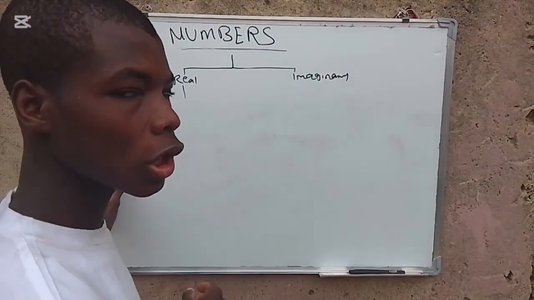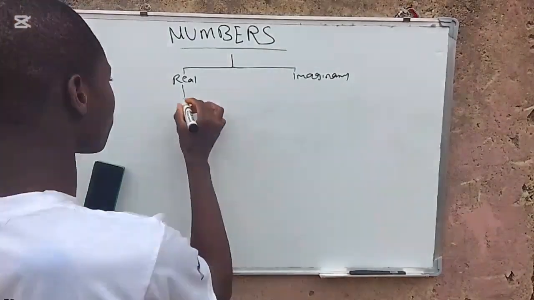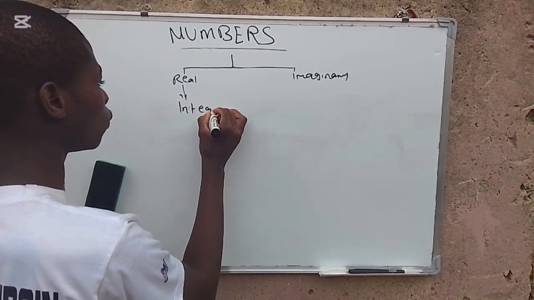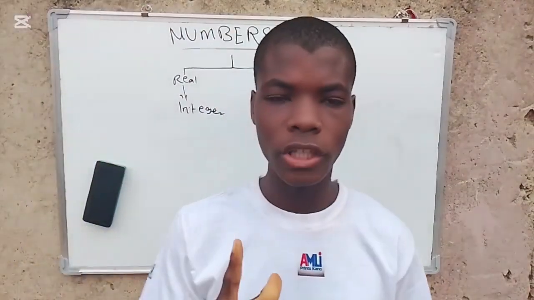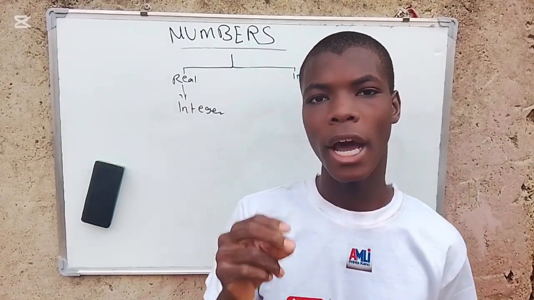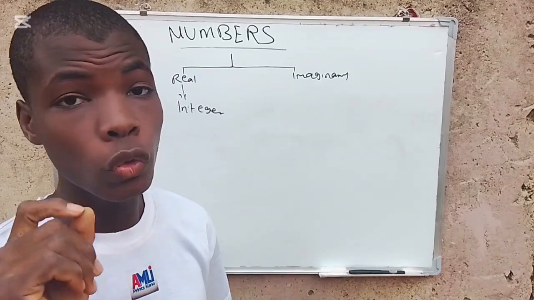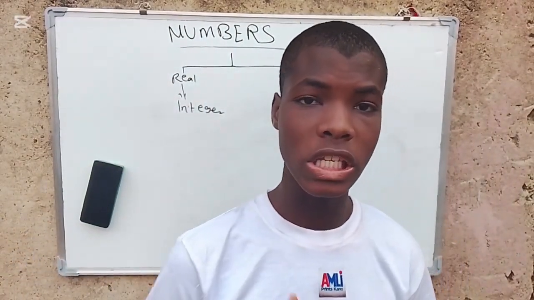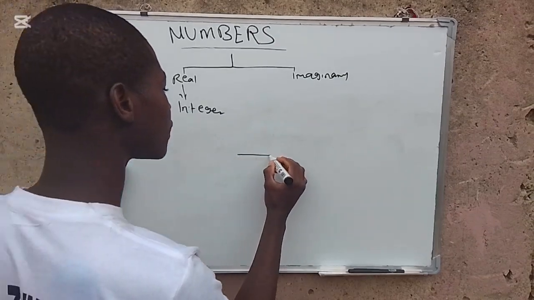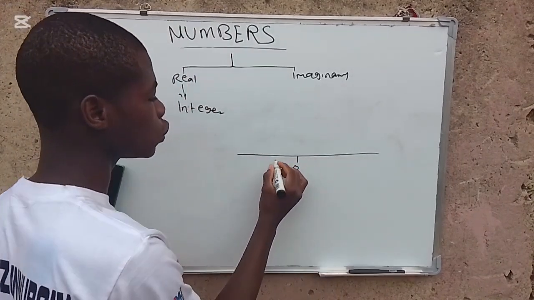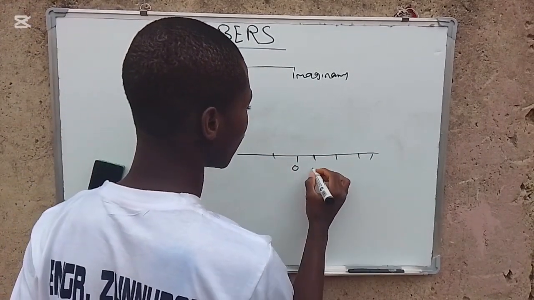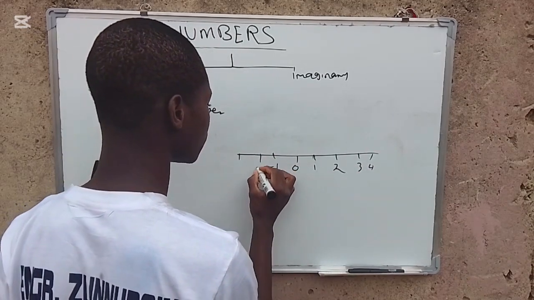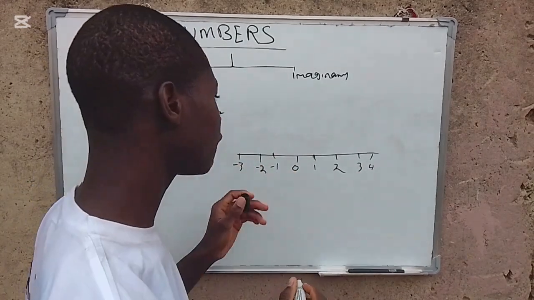So therefore, let me talk on the integers. So first we have integers. What are integers? Integers are positive or negative whole numbers, including 0. So first I have this number, right? Let me say I have 0, and I have 1, 2, 3, and 4. And therefore I have negative 1, negative 2, and negative 3.